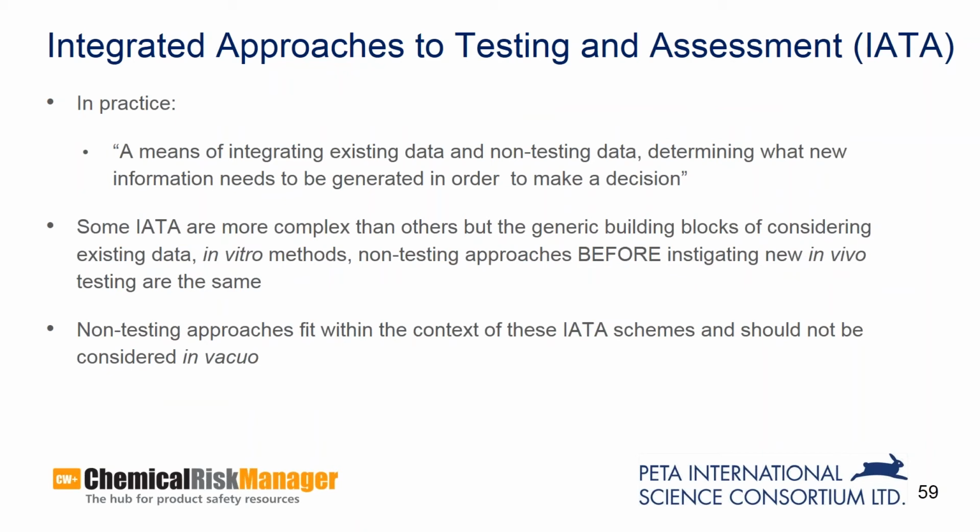So in the next slide, I just bring together a couple more points. So the concept of IATA is really to integrate data, and this may include existing in vivo data, and also certainly any non-test data. And it may enable you to make a decision directly, or it may direct you into being able to find out which data you need in order to make those decisions. And as I said, all IATA are likely to be different to a certain extent, and some will be relatively simplistic, others much more complex. But the general building blocks we'll look at in a moment evolve around a strategy of considering existing data, non-test data such as in vitro or in silico data, before considering in vivo testing at all.